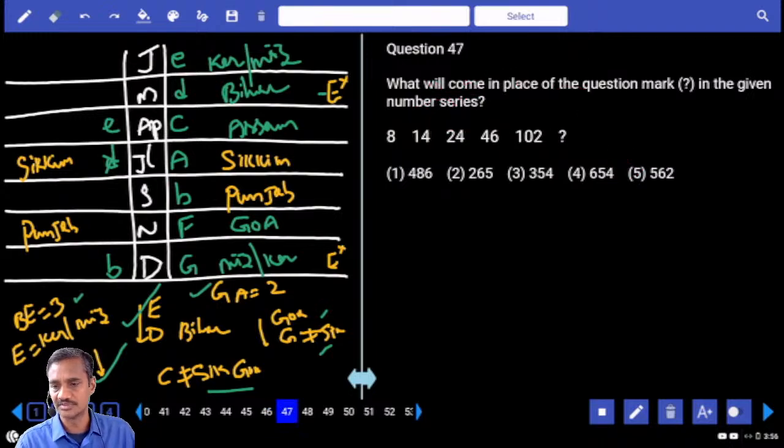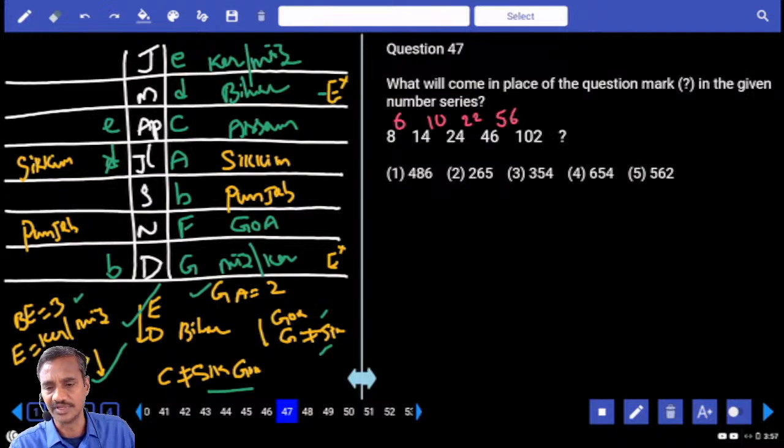Then 47. The series starts with 8 and this one. 8 into 2, 16 minus 2. And 14 into 2, 28 minus 4. 24 into 2, 48 minus 2, and 46 into 2, 92. Almost, no? Then if you go for the difference here, 6, and 14 and 24, the difference is 10. And 24 and 46, the difference is so much? 22. And 46 and 102, the difference is so much?